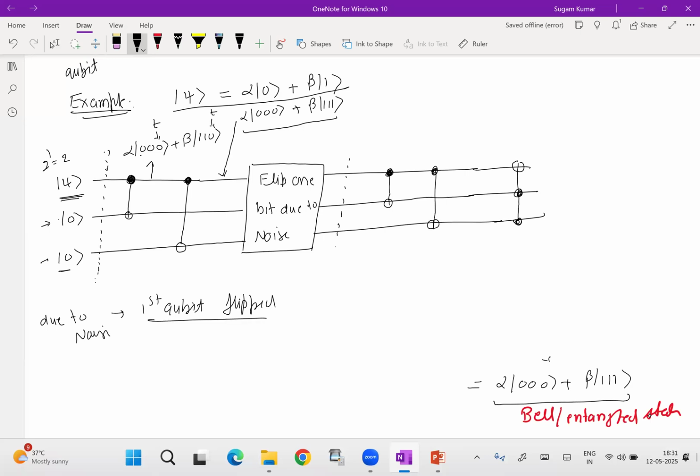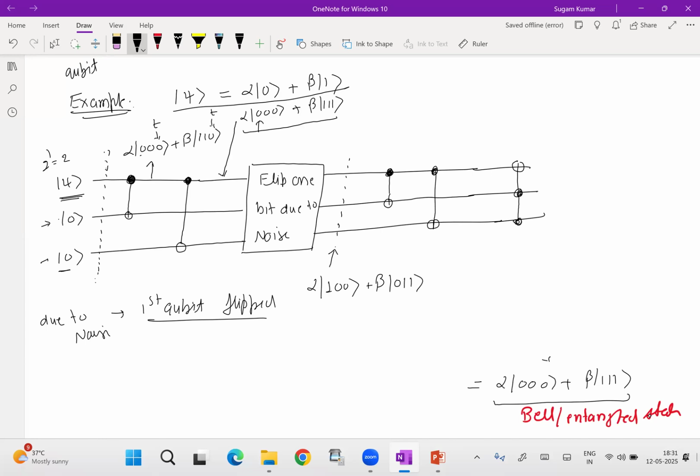If the first qubit flipped, then at this location, what will you get? Look at alpha, the first qubit, this one. So this 0 becomes 1, 0, 0 plus, then this is going to become, because they're entangled now, so if this is going to flip, the other also going to flip now. This becomes 0, 1, 1. Agree, everybody? So this is because of the noise. The first bit flipped.